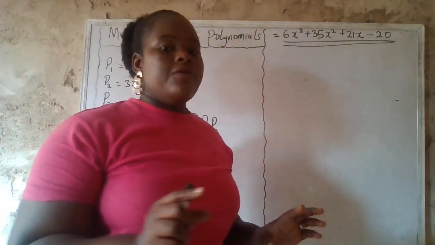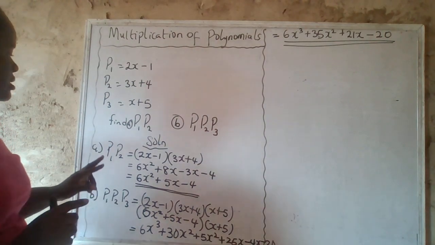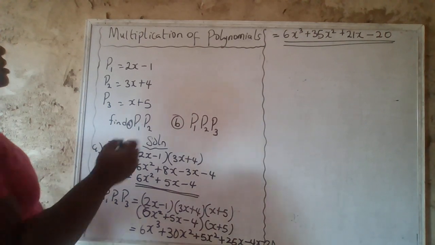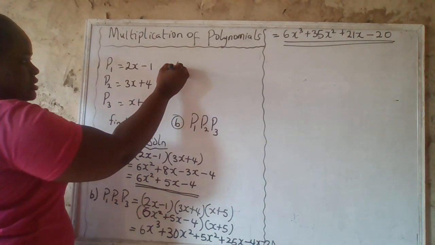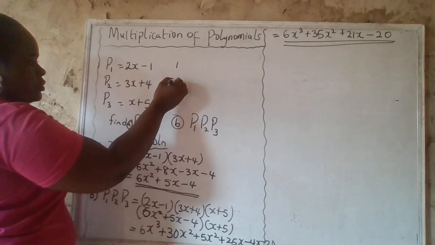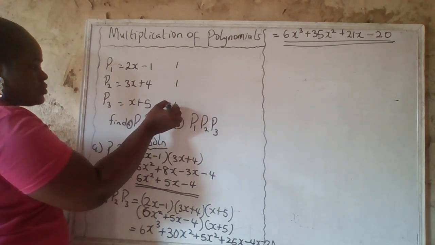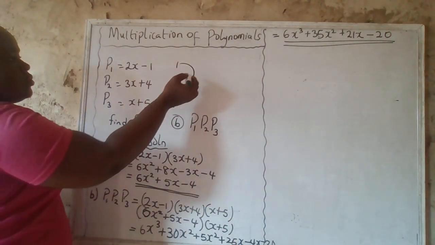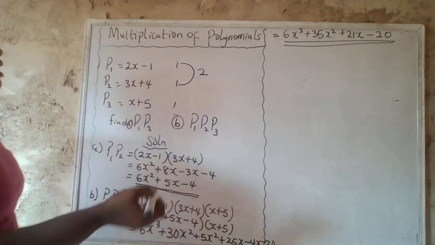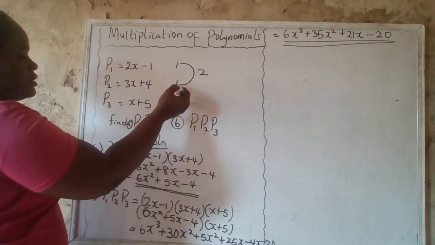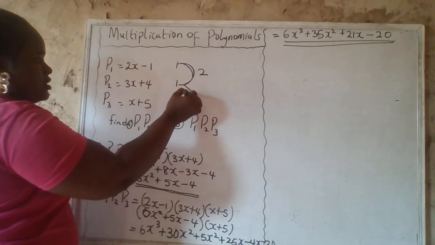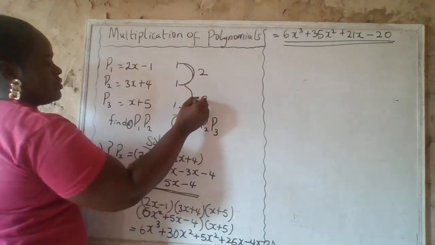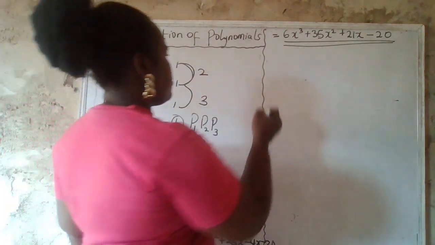Now, if you observe something clearly, you will see that the initial degree of P1 is 1. That is of the first degree, and P2 is 1, and also P3 is 1. But when P1 multiplied P2, we had it to be 2. And when P1 multiplied P2 and also multiplied P3, we are having the degree to be 3.